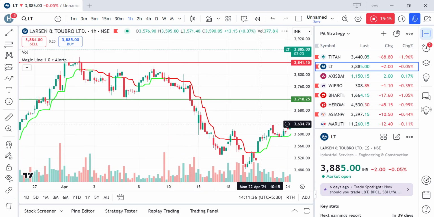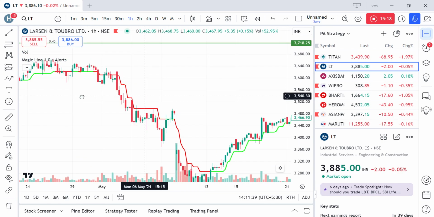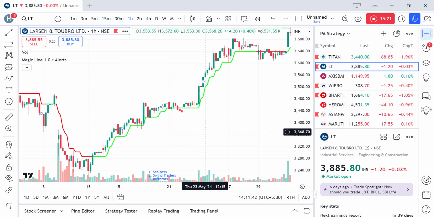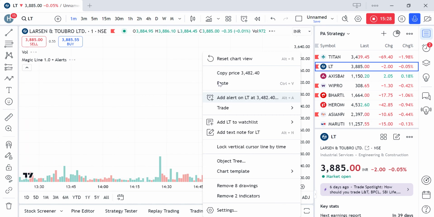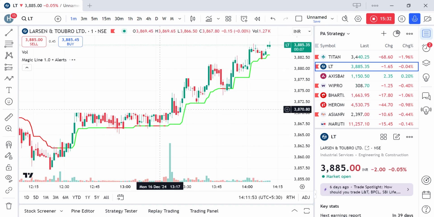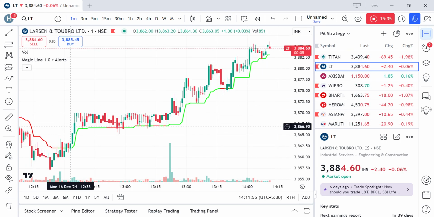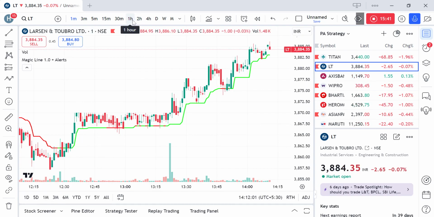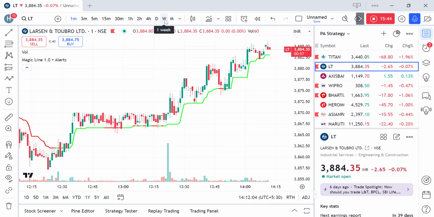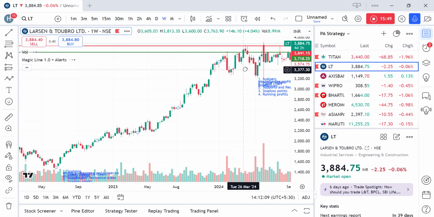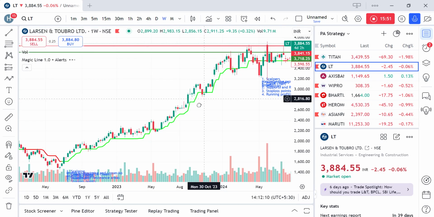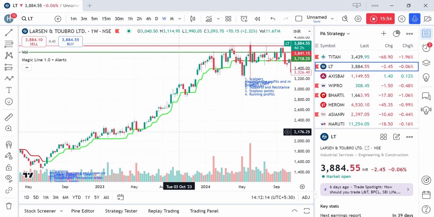And for the first point, there are three types of traders: scalpers, swing traders, and investors. This indicator works in all environments, right? Whether it is 1 minute candles for the scalpers, or 1 hour candles for the swing traders, or day or weekly candles for the investors, this will help them every time.